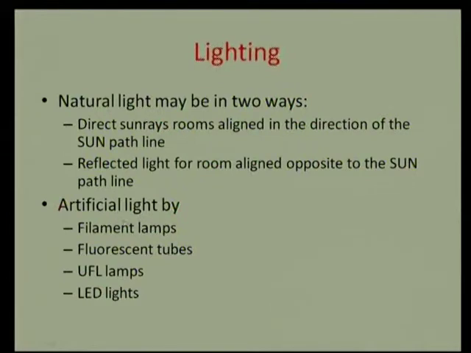Artificial light is obtained by using different lighting equipment. These are classified as filament lamps, fluorescent tubes, CFL lamps, and LED lights. These LED lights are more economical as they consume very little power for the same illumination.